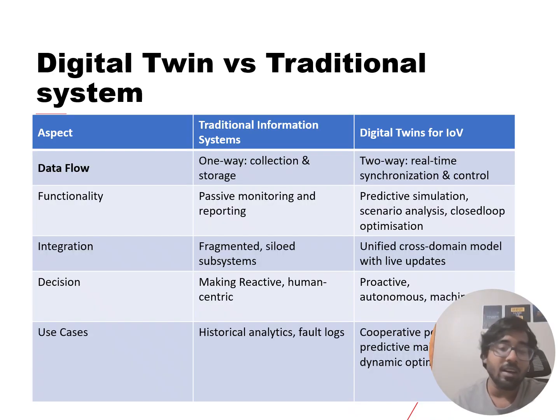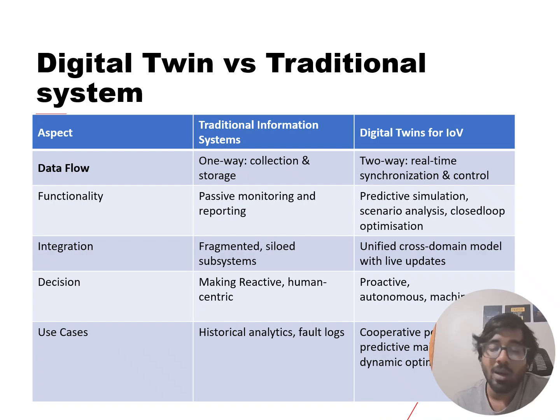Here is the difference between the digital twin and the traditional system. The first difference is the data flow. For the traditional system, it is one way. That means we collect the data through the sensors, and for future analysis we store it. But for the digital twin, it is two-way, which allows real-time synchronization as well as control. For example, if any car's engine is hot, it sends the data to the digital twin, and we can control it by turning on the car cooler.